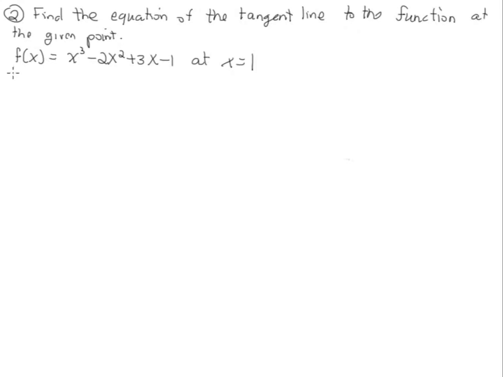In example number 2, we're going to find the equation of a tangent line to a function at the given point. So what you need to do first is find the slope of the tangent line. The slope of the tangent line is the derivative of the function. So we're going to repeat what we did in step 1, but this time using x cubed minus 2x squared plus 3x minus 1.